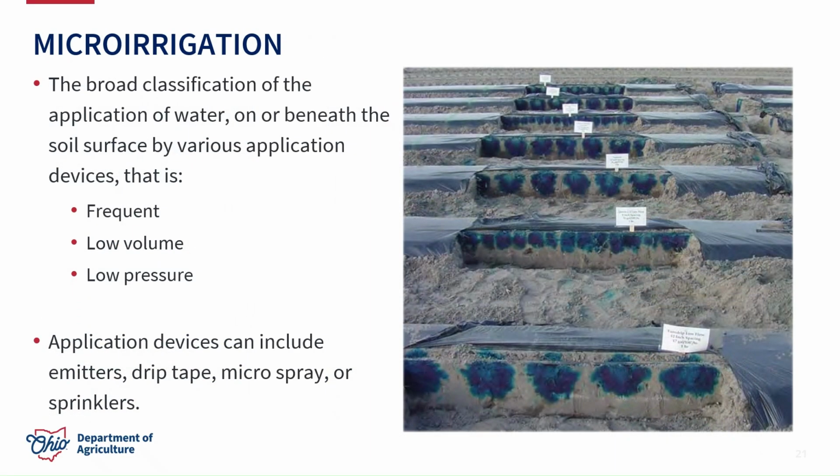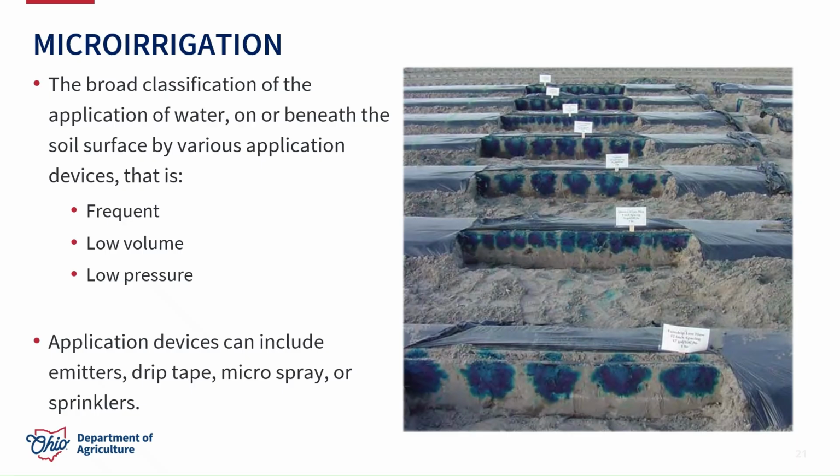Last but not least, that brings us to the topic of the day, microirrigation. And microirrigation is really a pretty broad classification of irrigation. And you can think of it as pretty simply the application of water right at or on top of or right beneath the soil surface.